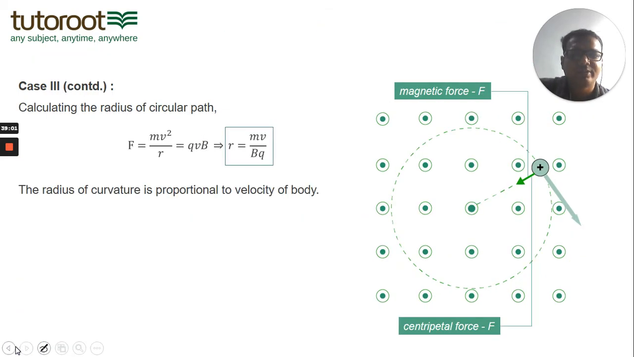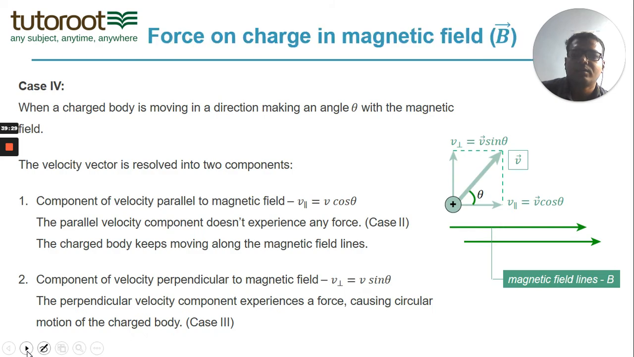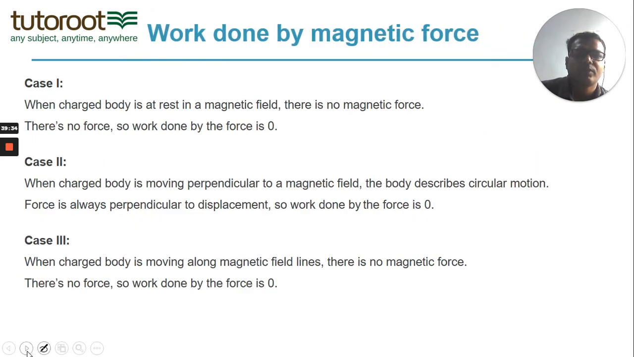So you see that electric charges, when the velocity is perpendicular to the magnetic field, experience a magnetic force also perpendicular to the velocity, and hence it creates a circular motion. I'm not going very much into this detail. Whenever they create a circular motion, what we must be able to do is calculate the radius of the circular path, the time period of the circular motion, and so on.